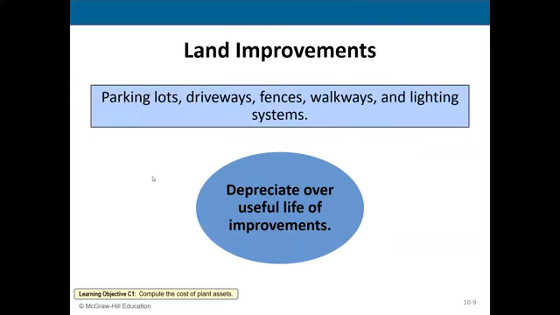Now let's talk about land and land improvements. The land itself never depreciates. The dirt never depreciates. Why? Because land is infinite. Land is infinite. It means never ending. I can keep digging and I can dig all the way down, right? The land will always be there, we hope. Therefore, the land does not depreciate. The building the land sits on does, but the land itself does not.